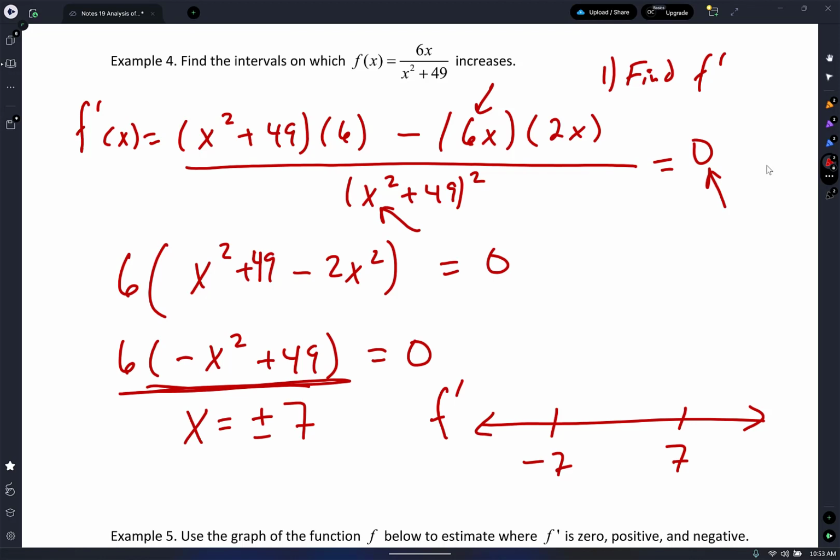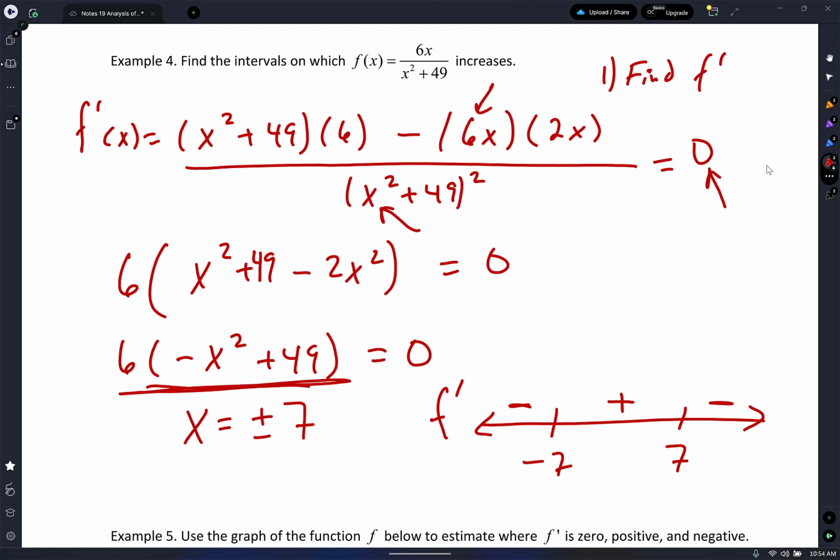Right? Okay. If I plug in negative 10, negative 10 squared is 100, but I have a negative there. Negative 100 plus 49, positive or negative? Negative, yeah. I'm going to plug in a number like 0, because that's the easiest one between negative 7 and 7. 0 squared is 0 plus 49, that is positive. And then I'll plug in a number like 10. 10 squared is 100, but I have a negative in front. Negative 100 plus 49, that is negative. Where am I increasing?